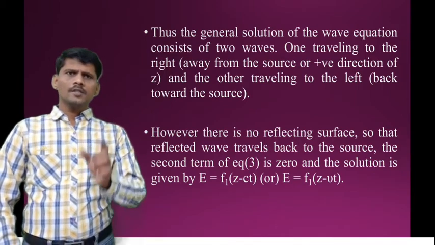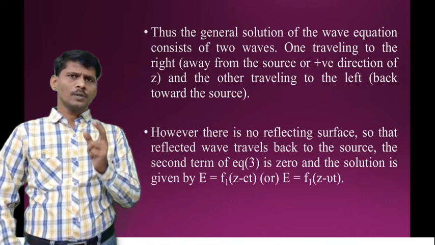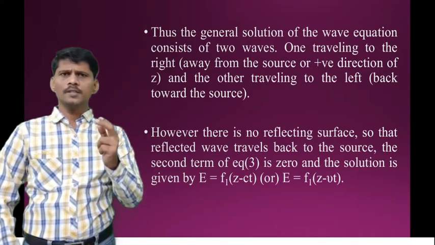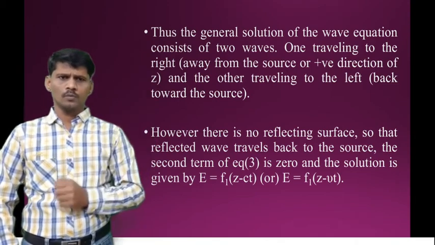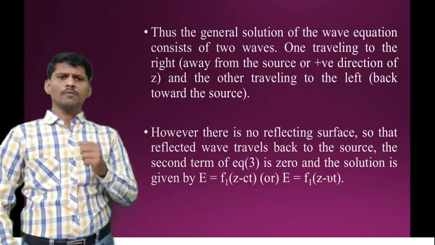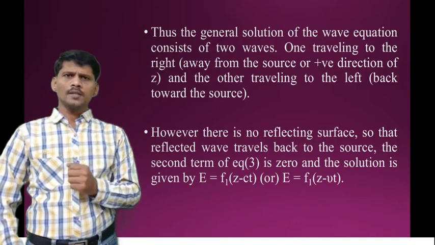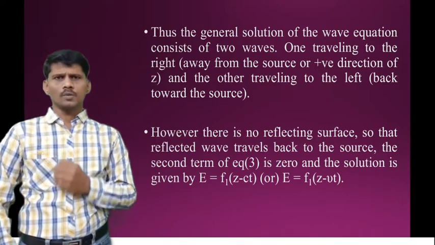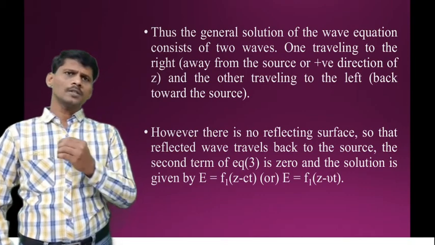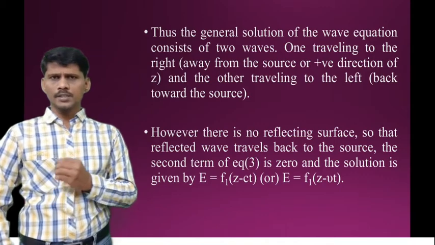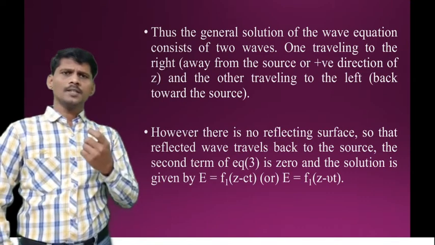The general solution of the wave equation consists of two terms. The first term indicates the wave is traveling in the positive z direction, and the second term represents the wave traveling in the negative z direction: forward wave and backward wave. However, there are no reflecting surfaces, so the reflected wave does not travel back to the source. The second term of equation 2 becomes 0. The second term of the general solution expression will be 0.